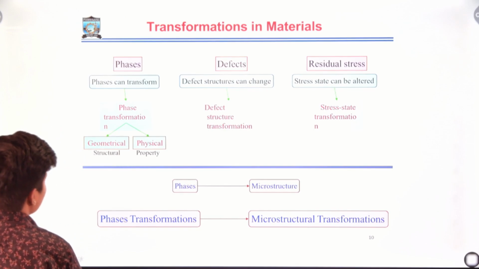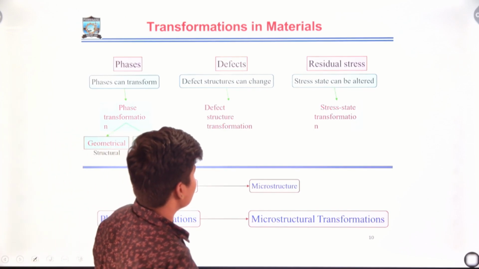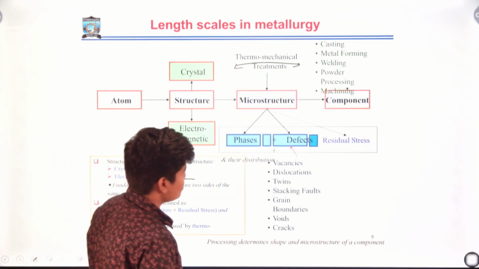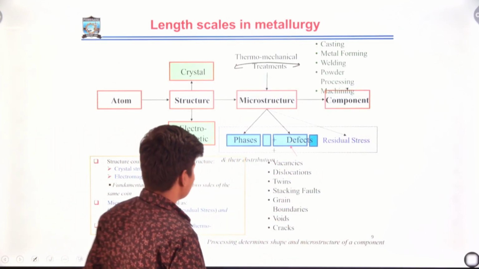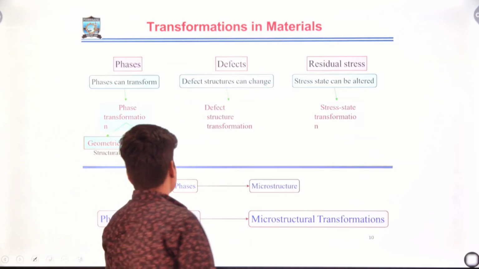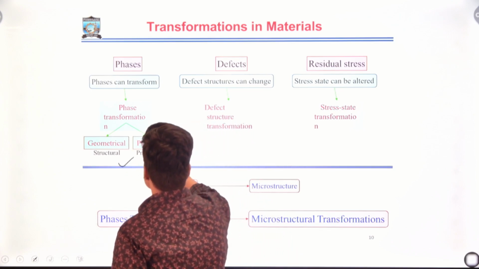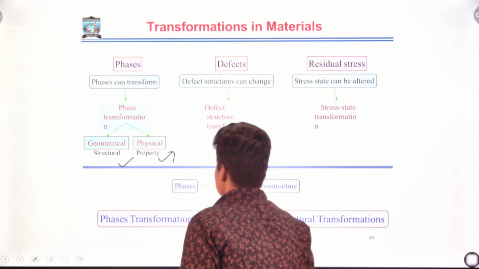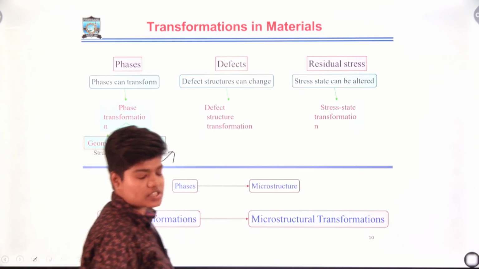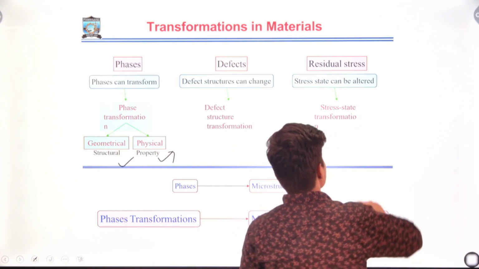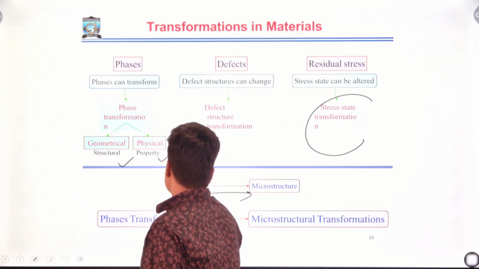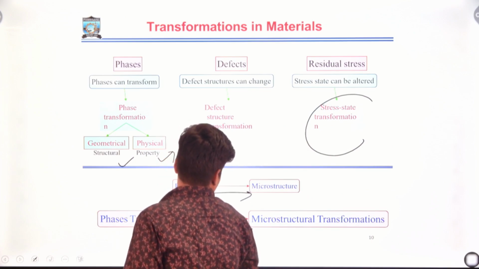Now the transformation in materials. In the last slide we saw that the microstructure is the combination of phases, defects, and residual stress. The phases can transform in two categories: geometrical structure and physical property. The defect structure can change, so we call it defect structure transformation, and the residual stress can also be altered, so we call it stress state transformation.